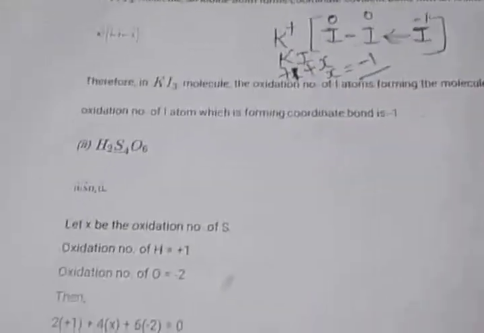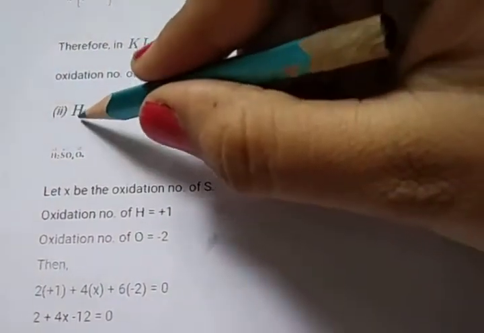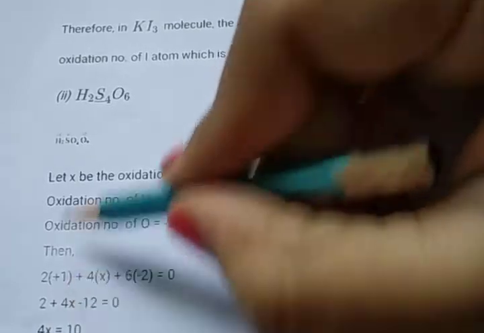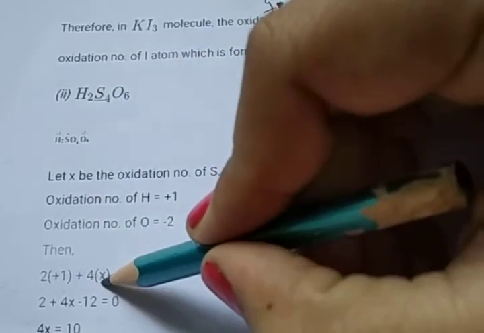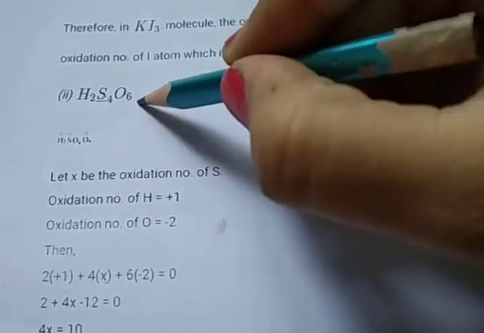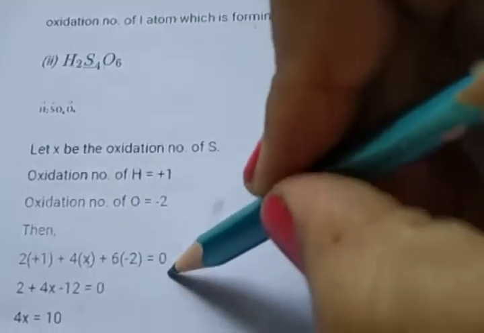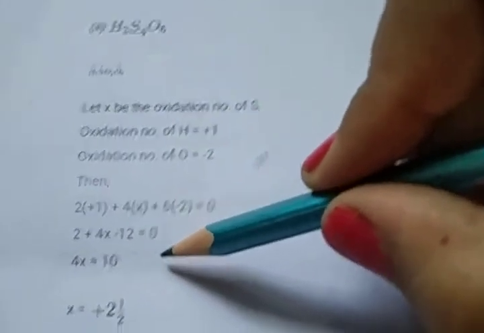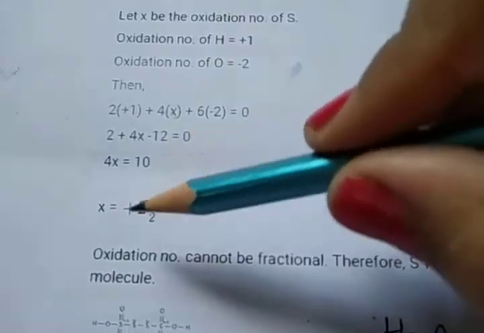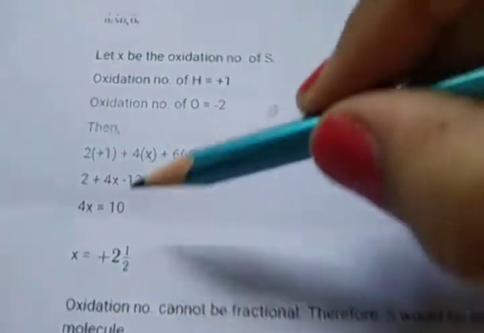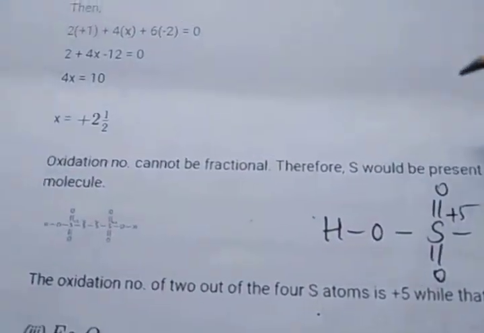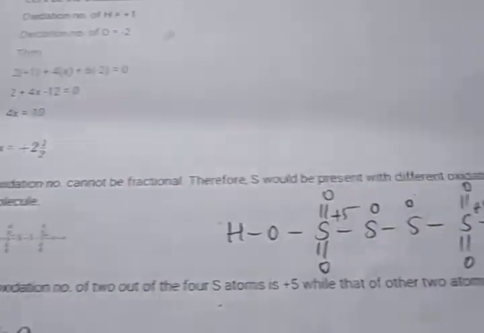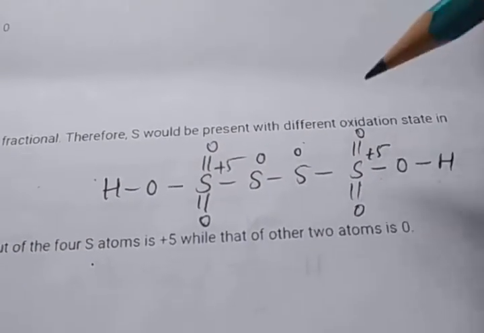Second one, underlined atom sulfur in H2S4O6. Hydrogen plus 1 multiply 2, sulfur X multiply 4, plus oxygen minus 2 multiply 6 is equal to 0. So 2 plus 4x minus 12 is equal to 0. So 4x is equal to 10, so X is equal to 2.5. But oxidation number cannot be fractional. So sulfur would be present with different oxidation states in the molecule.